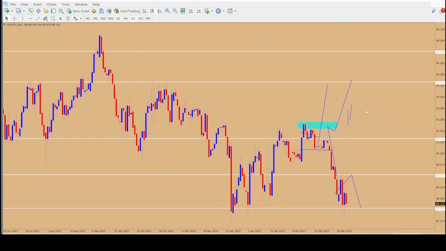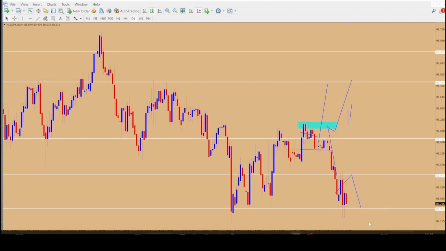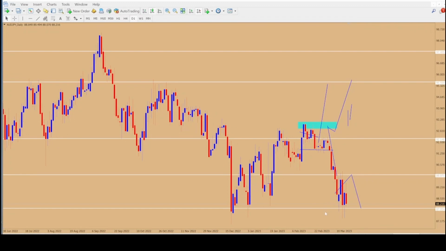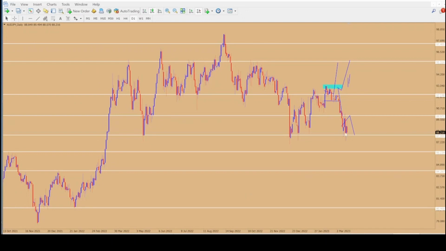Sorry for that noise. For the AUDJPY right now, yes, it did what we expected, but it had touched this area before actually going back into the zone to come back down. So what do I expect for the AUDJPY? I would wait to see some bullish momentum first. I will see some bullish momentum above the 87.95 area.